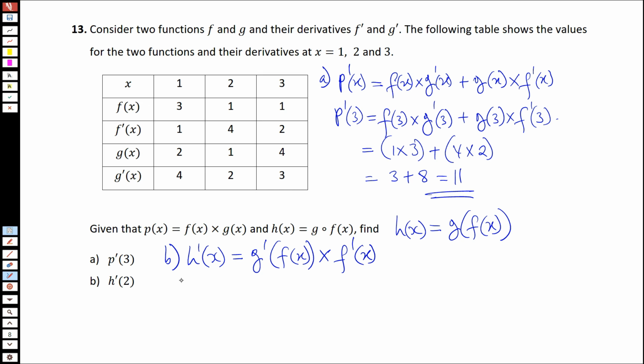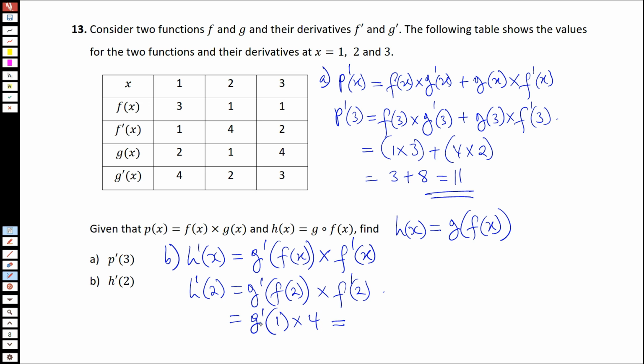All right, but what we are interested in here is the derivative of this function at a specific point, x is equal to 2. So let's plug 2 in place of x. So that will be g dash f of 2 multiplied by f dash 2. And then we just use our table to find specific values for this. So this will be g dash of f of 2, and f of 2 is 1, so that's 1, multiplied by the derivative of f at 2, which is 4, so that will be 4.